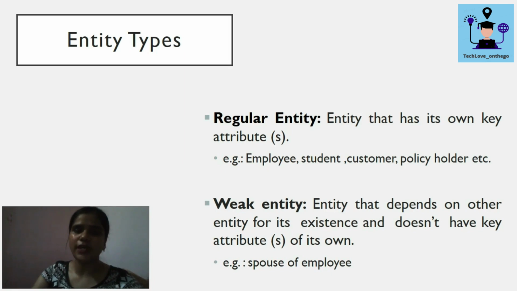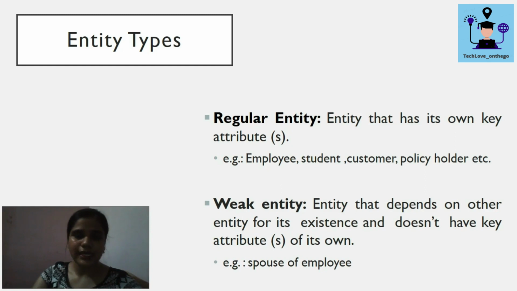So what is a weak entity? Every entity which is dependent on some other strong or regular entity is known as a weak entity. Like an entity that depends on another entity for its existence and doesn't have a key attribute of its own. So a weak entity doesn't have its own key attribute.